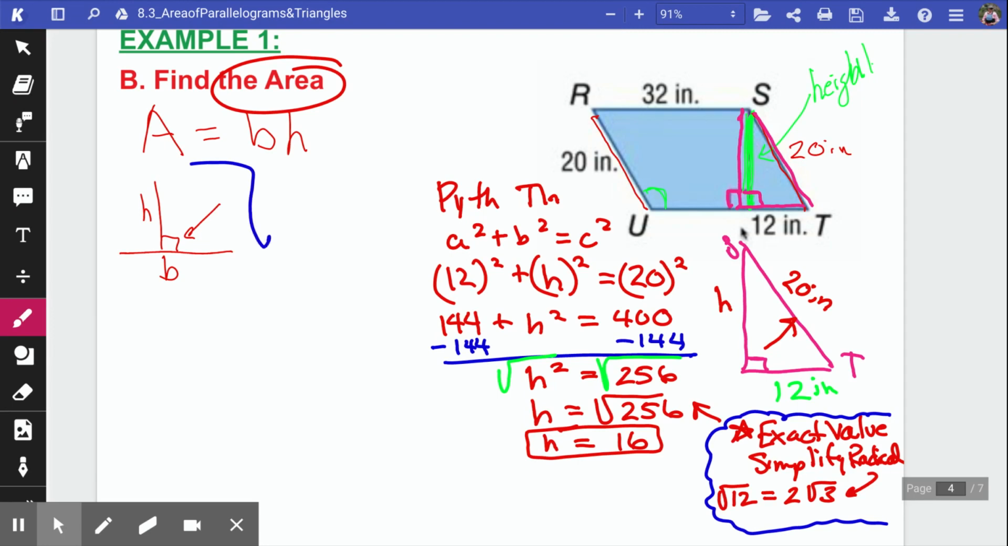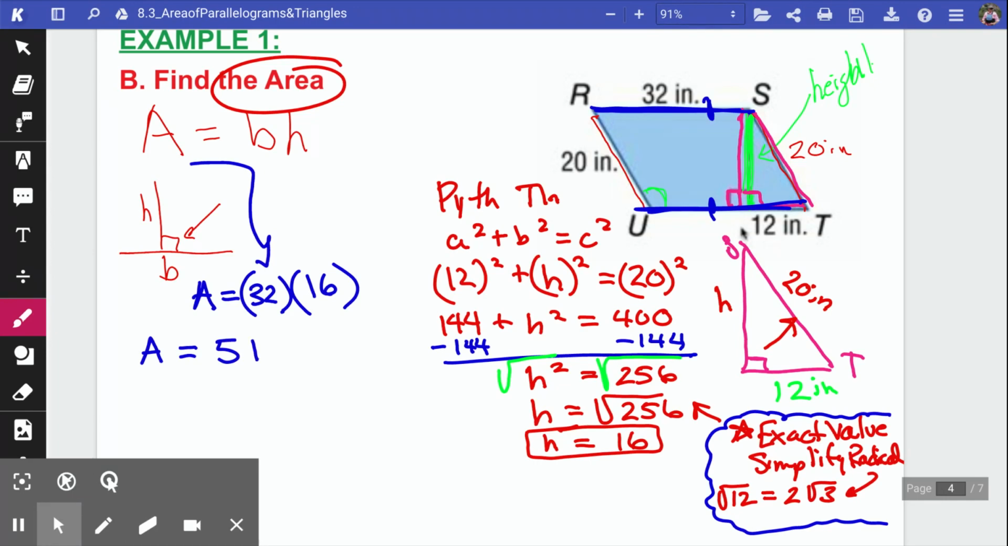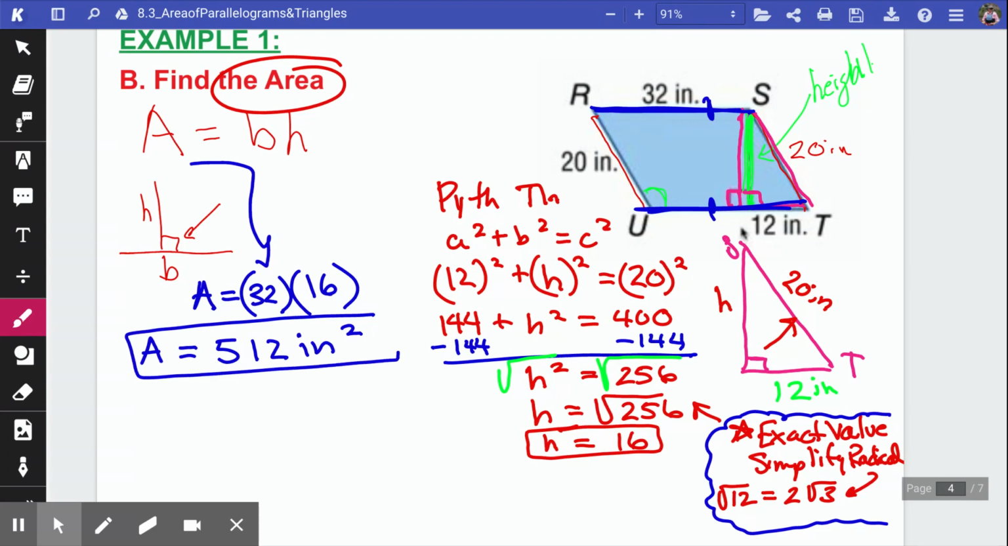We can find our area. So area is equal to the base. Even though up here it's 32 and it looks like down here we don't have a value, we know that opposite sides of a parallelogram are congruent. So 32 is my base. My height is 16, I just calculated that. So then I'm just multiplying those together, and I'm getting that the area of my parallelogram is 512 inches squared, because it's an area. So there's the area of my parallelogram.